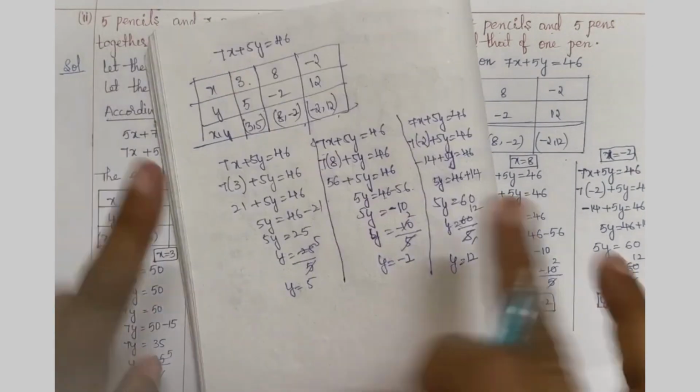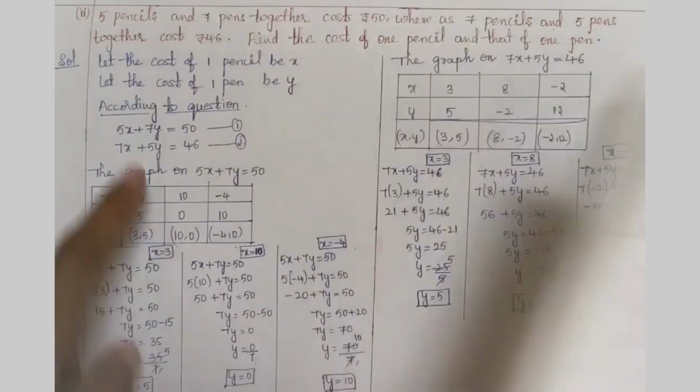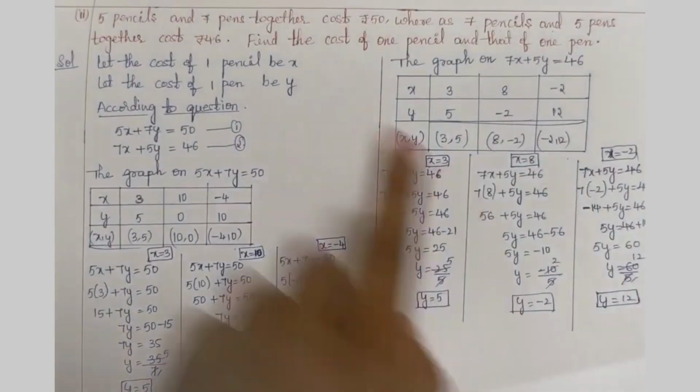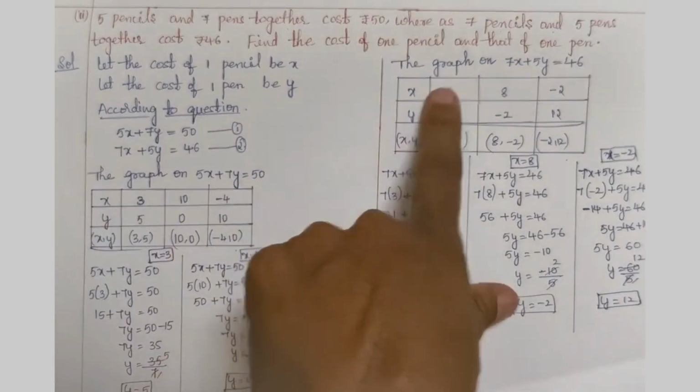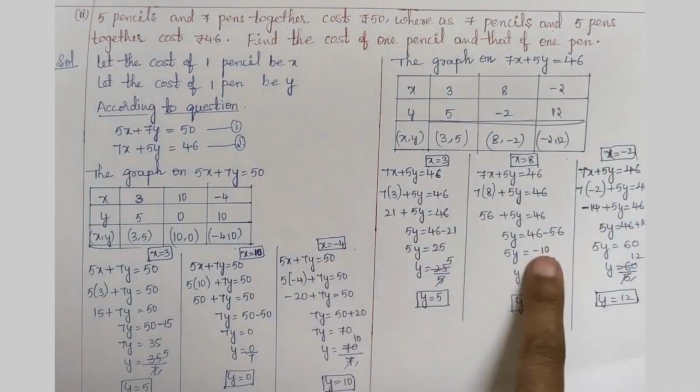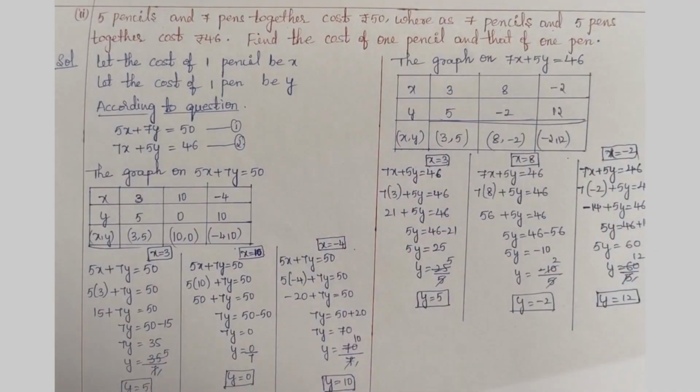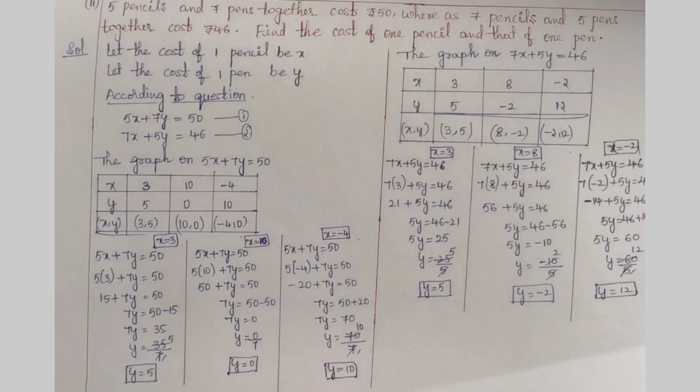So this is clear. The x values and these y answers, this one is a graph, this one is a graph. This is the graph of 5x plus 7y is equal to 50, and this is the graph of 7x plus 5y is equal to 46. This one we will plot on the graph paper. In exam time, if time is there, these are all the full solution. If there is no time, then you have to write at least this box. Now this one we will plot on the graph.